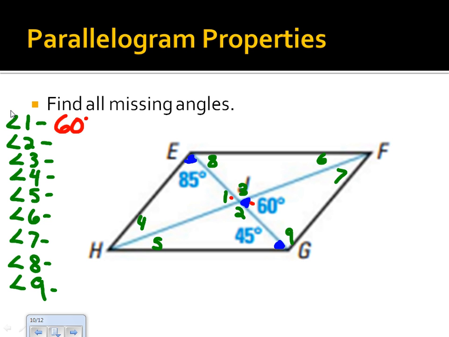Any other ones we know? Or did we get stuck right away? Henry? 5 is 45. I disagree. One of them's 45, but it's not 5.